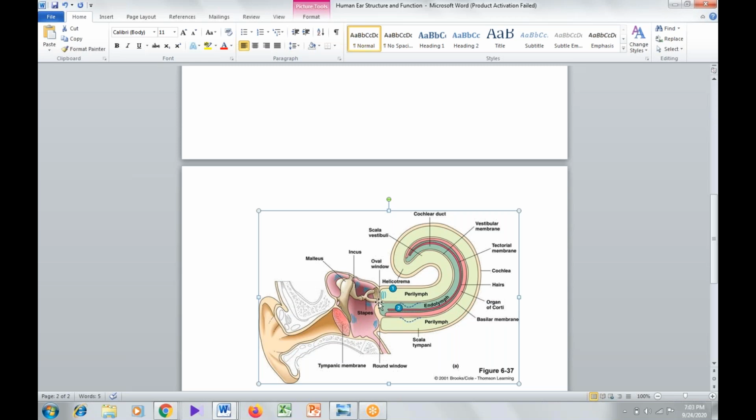When it reaches the last bone, there is the oval window, which leads to the inner ear. When the vibration reaches here, the inner ear vibrates. In the inner ear there is a thin membrane, and beside the thin membrane there is perilymph fluid. When this bone vibrates, in the same way it produces movement in the fluid in the inner ear.